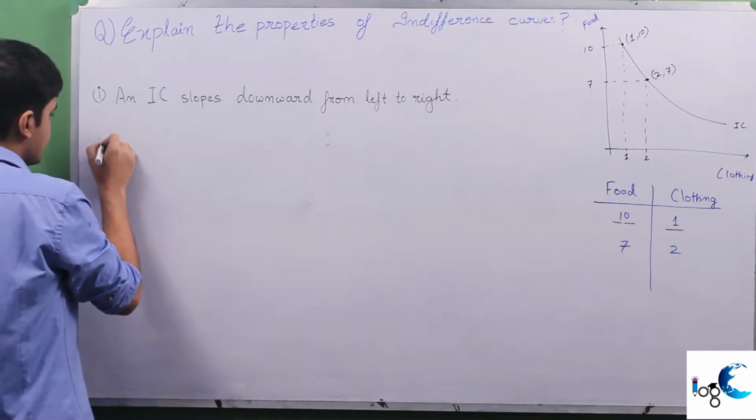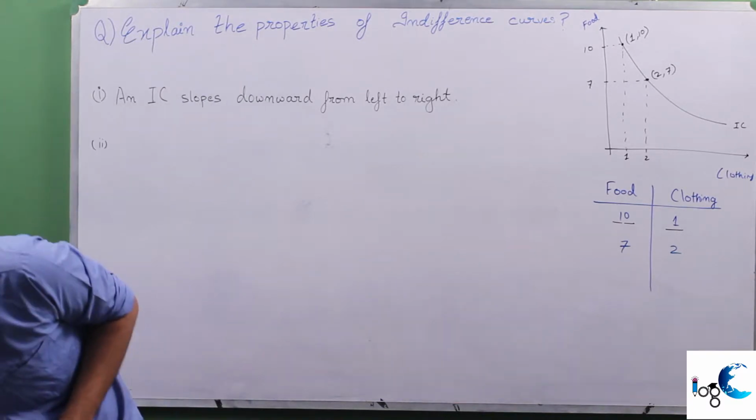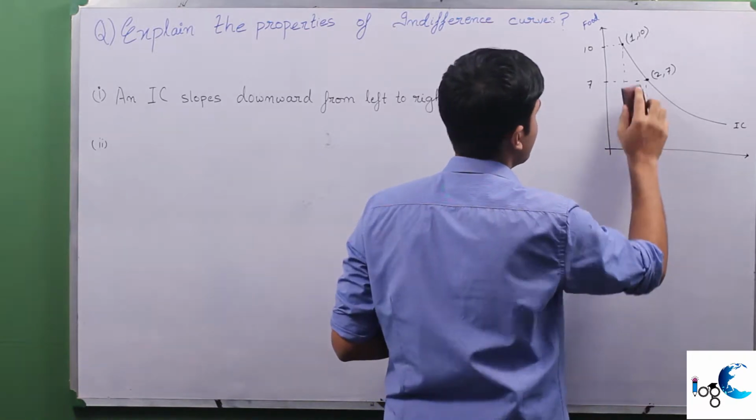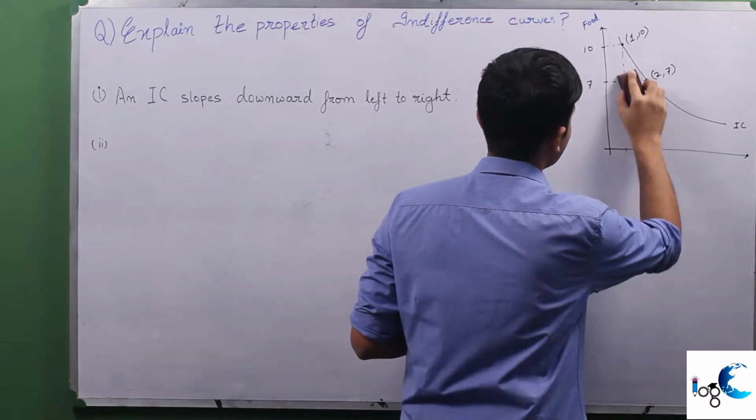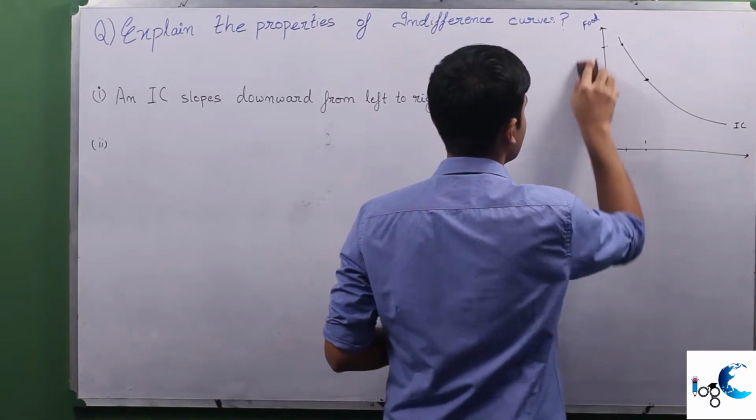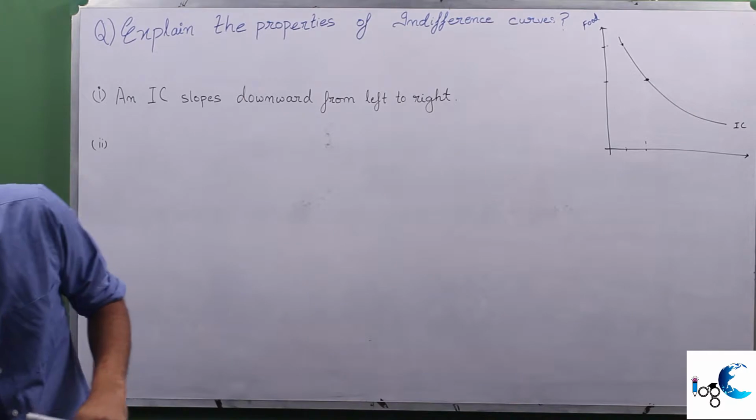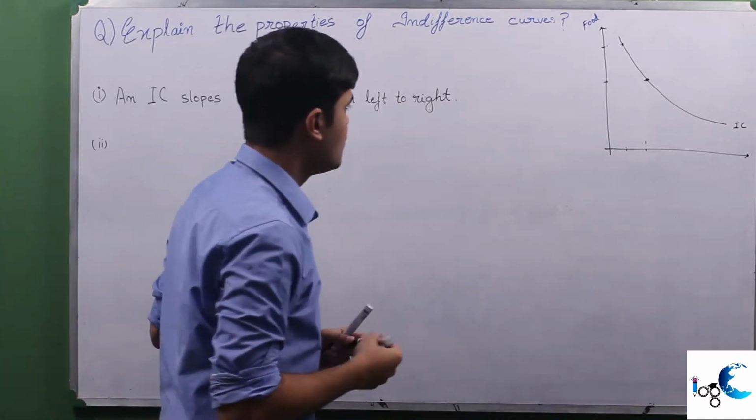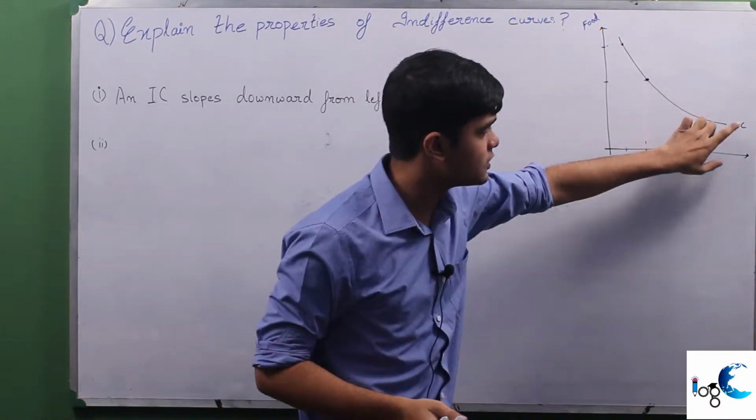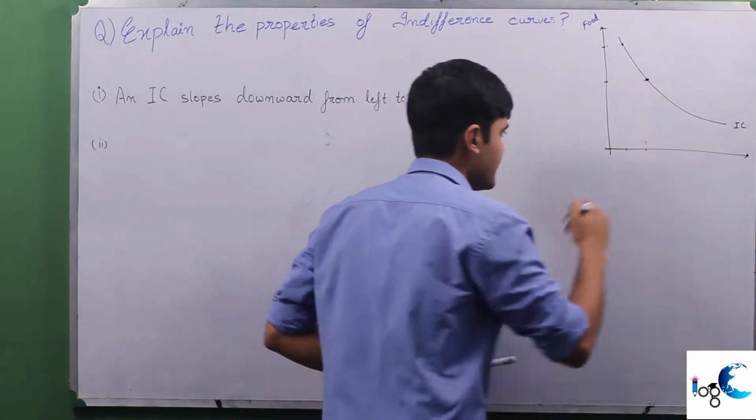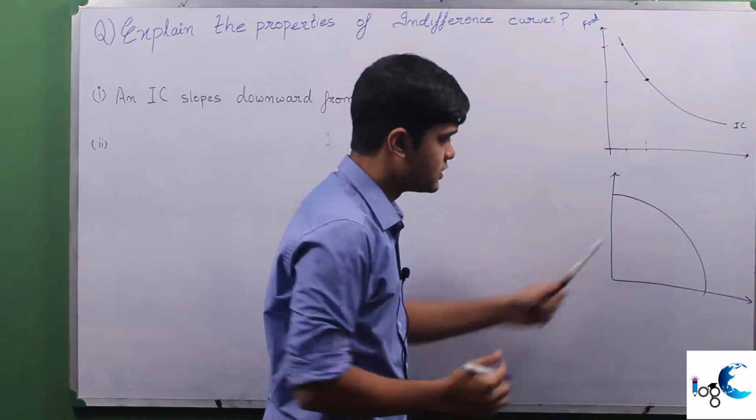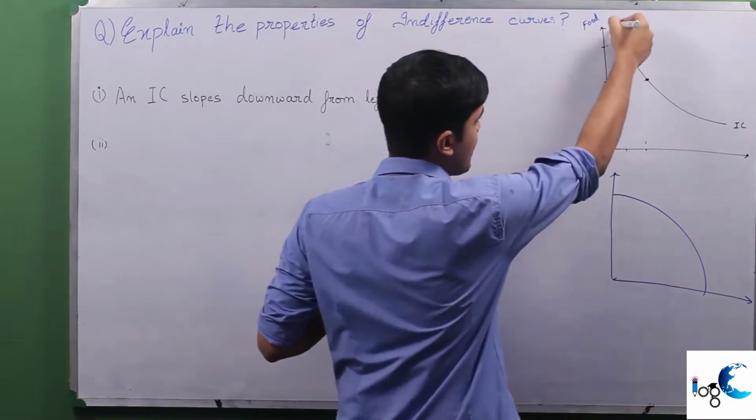And the second property is also very easy. Now see, let me rub this for you. This is a typical indifference curve. Now see, an indifference curve is convex to the origin. This is the convex shape. Now, if it had been a concave indifference curve, I told you, a concave indifference curve will look like this. So this is concave to the origin. From the origin it looks concave, and this is convex.